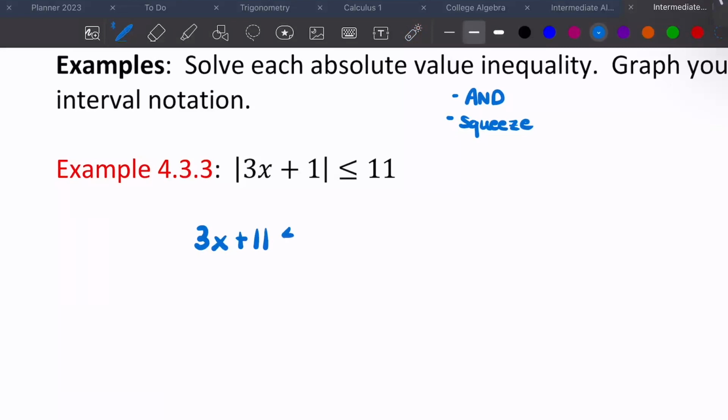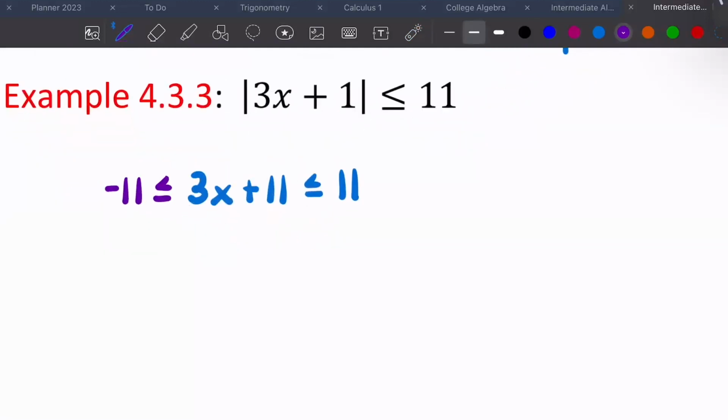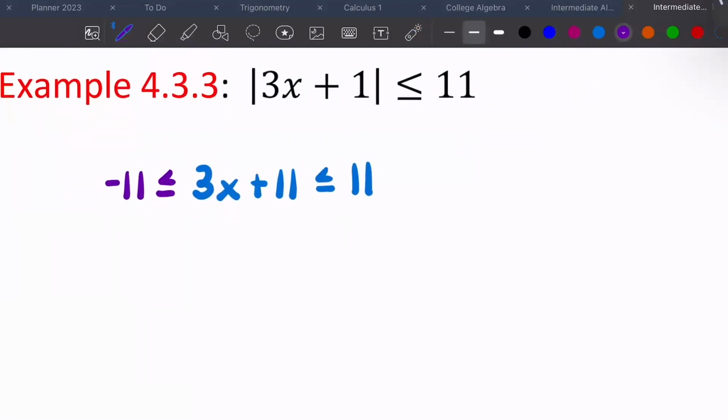So we have less than or equal to 11. That's this piece. We're going to put the same looking sign on the other side. See how they look the same, pointed in the same direction. But you'll do the negative of the number. Then all you do, and I put 11 and I meant to put 1. Hopefully you caught that. 3x plus 1, not 11.